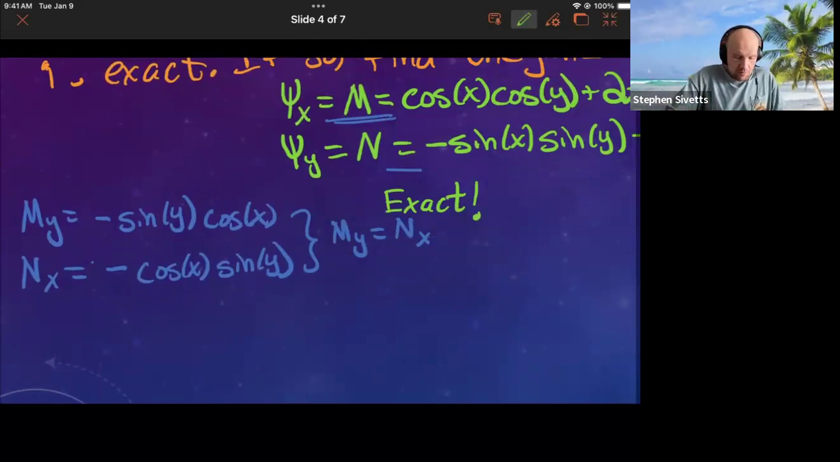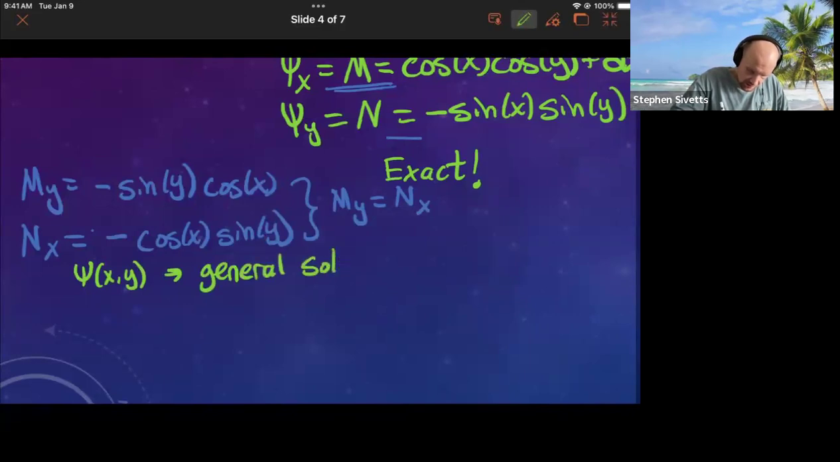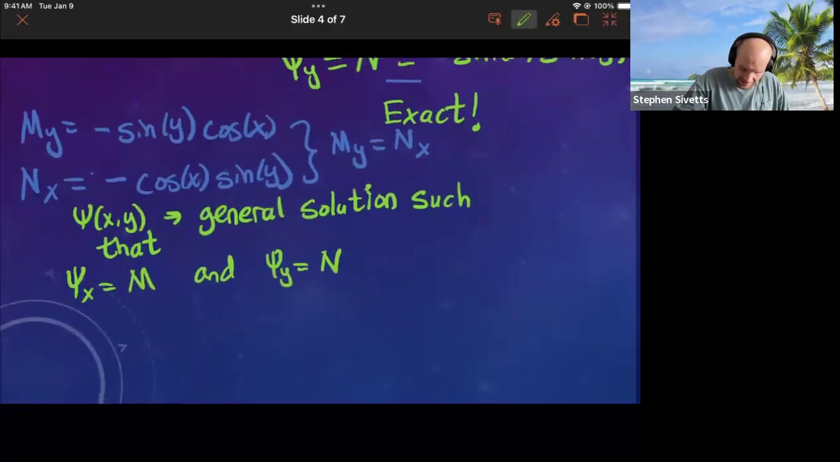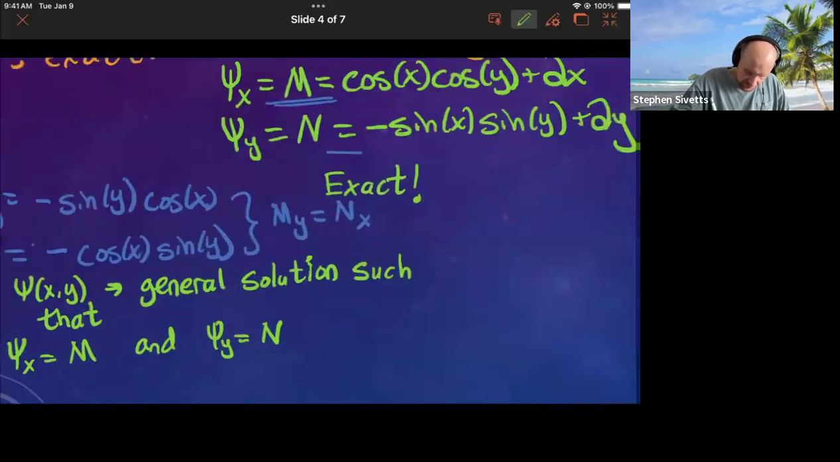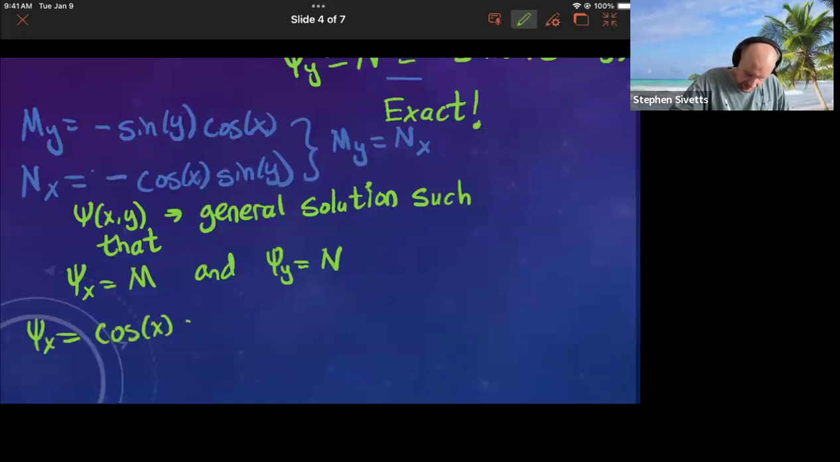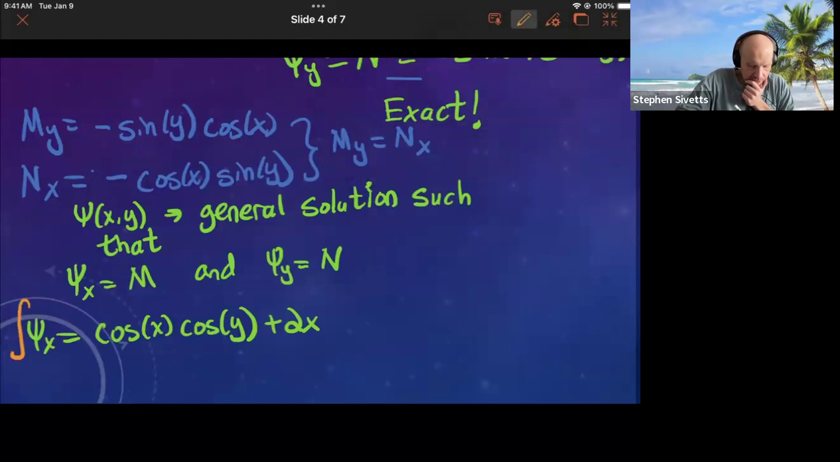So now we can say that a general solution exists. So psi of x and y is the general solution, right? Such that the psi with respect to x is m, and psi with respect to y is n. Okay, so we now have psi with respect to x equals, let me write out what m is. So cosine x times cosine y plus 2x. So now to get to the general solution, what we need to do is integrate both sides.